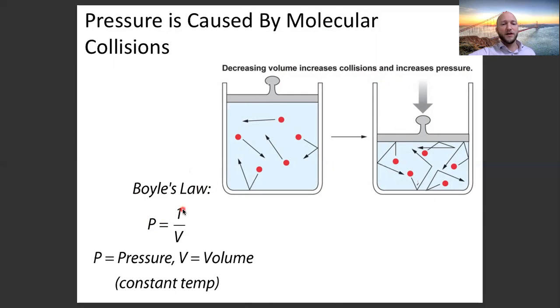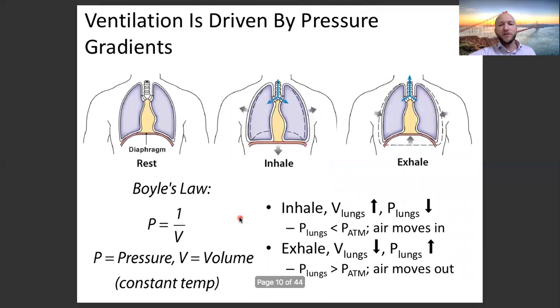So here's Boyle's law. Expect a test question on Boyle's law. You need to know Boyle's law. Pressure is equal to 1 over volume at a given temperature. Boyle's law explains how we get gas, how we get air to move into our lungs and out of our lungs. So we have our lungs, we have our diaphragm, which is a muscle. It's like a dome-shaped muscle. When we contract our diaphragm, we increase the volume of our lungs.